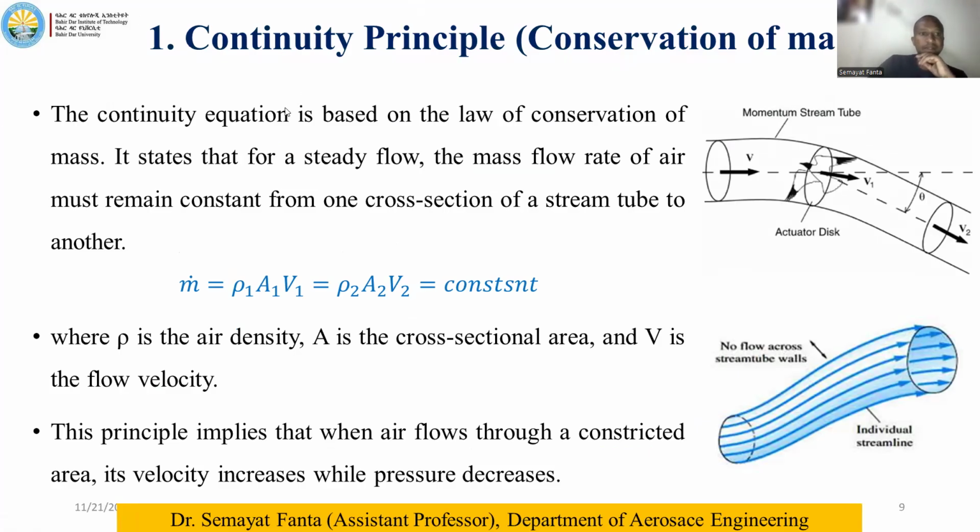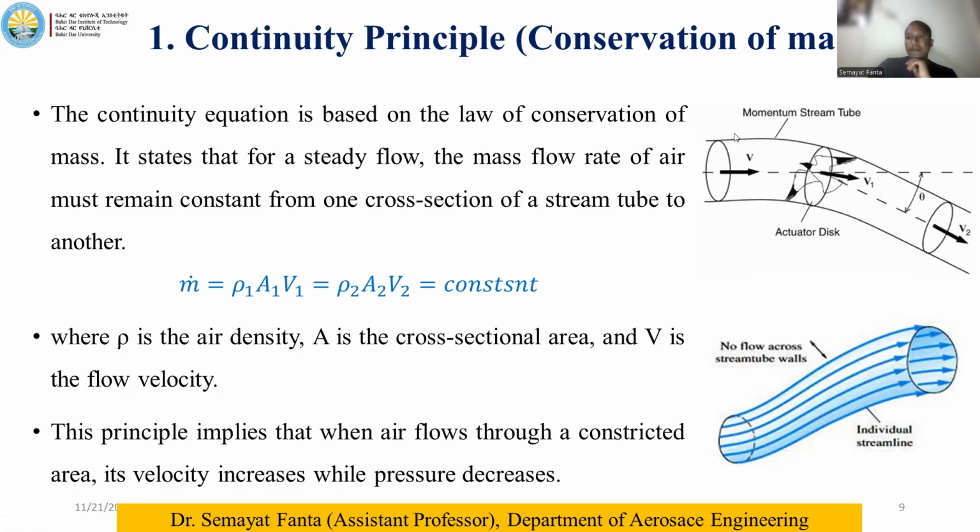So when we come to the continuity equation or principle, the continuity equation is based on the law of conservation of mass. It states that for a steady flow, the mass flow rate of air must remain constant from one cross-section of a stream tube to another. So for that, the mass flow rate, dm over dt, which is equal to rho A V, is constant in this case.